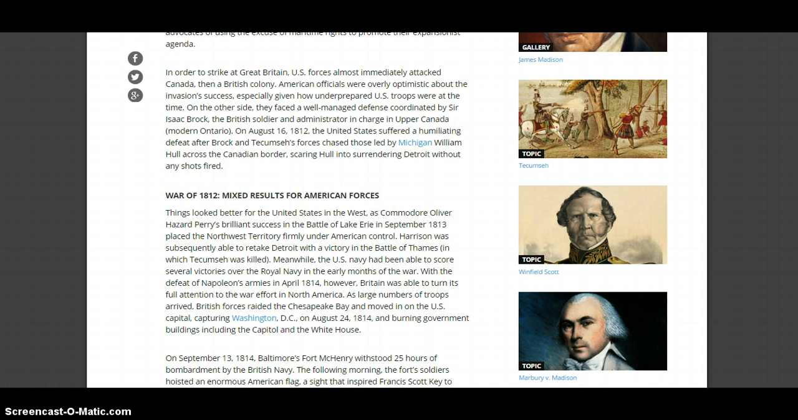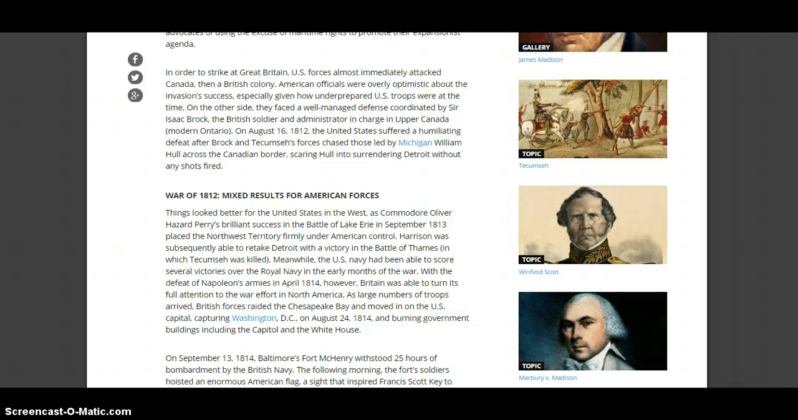Things looked better for the United States in the West, as Commodore Oliver Hazard Perry's brilliant success in the Battle of Lake Erie in September 1813 placed the Northwest Territory firmly under American control. Harrison was subsequently able to retake Detroit with a victory in the Battle of the Thames, in which Tecumseh was killed.